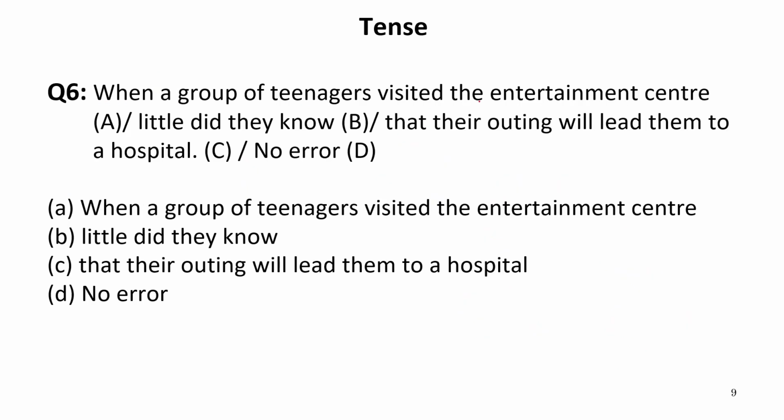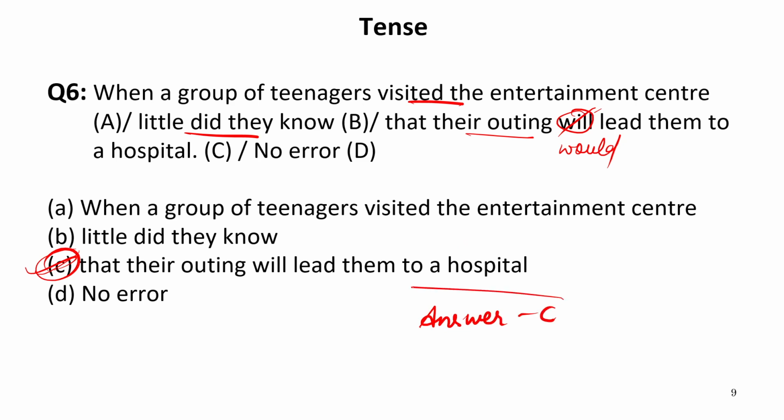When a group of teenagers visited the entertainment center, little did they know that their outing will lead them to a hospital. Again, this part and this part of the sentence have been formed in past tense. So this cannot have future tense in this sentence. So will should be removed or replaced with would. So the error is in part C. So our answer is C. The correct sentence will be, when a group of teenagers visited the entertainment center, little did they know that their outing would lead them to a hospital. So this will be the correct sentence. Now let us move to the next one.